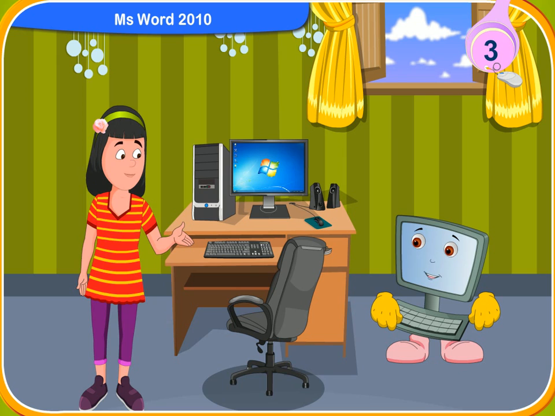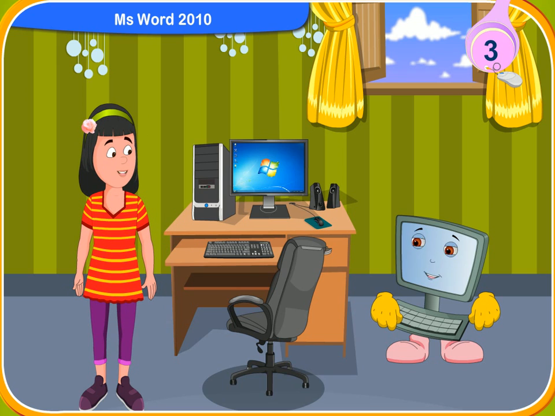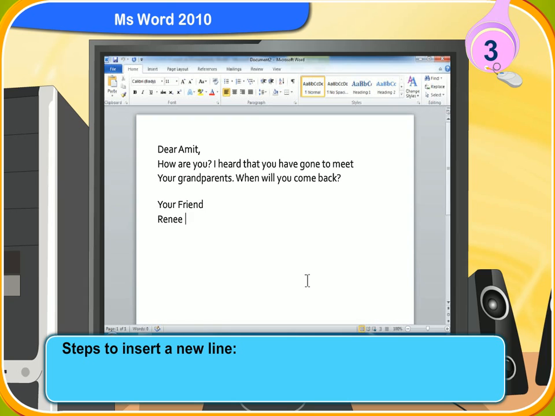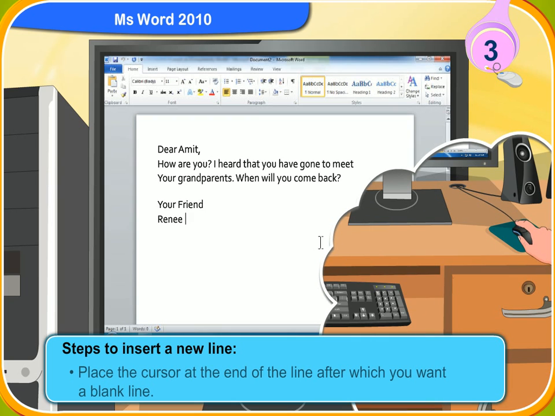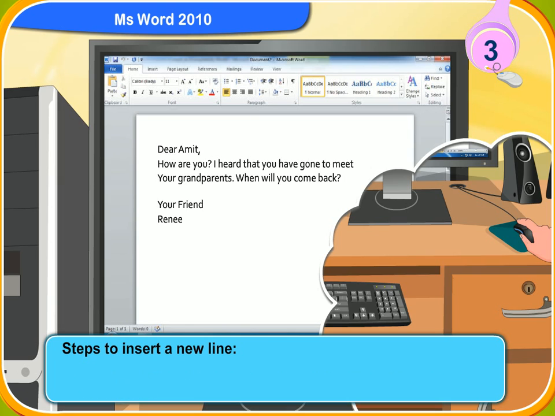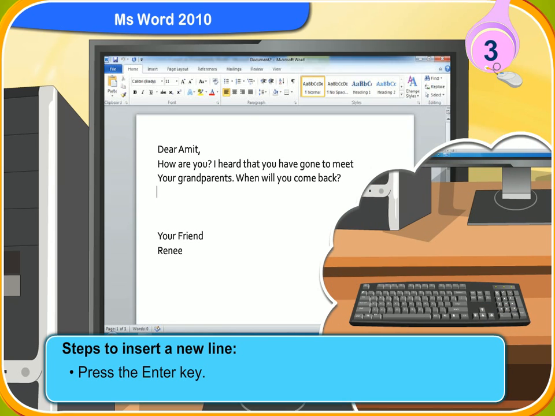Hey Clicko, I'm typing a letter. I have forgotten to add a line between these two sentences. How can I do it? These are the steps to insert a new line. Place the cursor at the end of the line, after which you want a blank line. Now press the Enter key. You see that a blank line has been inserted. Now you can add whatever you wish to type here.